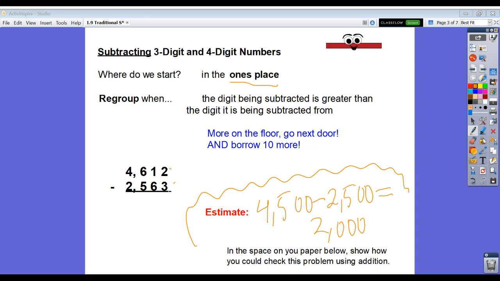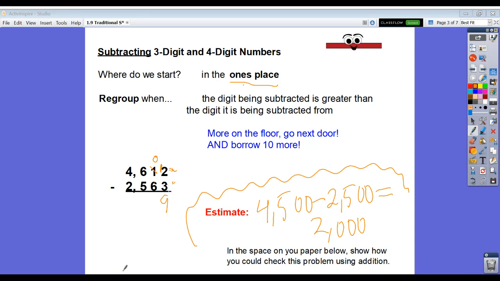Where do we start, Bridget? Excellent, the ones. We're going to say this together. I'll be saying it on the board so that it gets picked up in the mic. 2 minus 3. Can we do it? No. So we have to, more on the floor, go next door, borrow 10 more. The 1 becomes a 0. Now this 2 becomes a 12. Good, because we got 10 more. 12 minus 3 is 9.